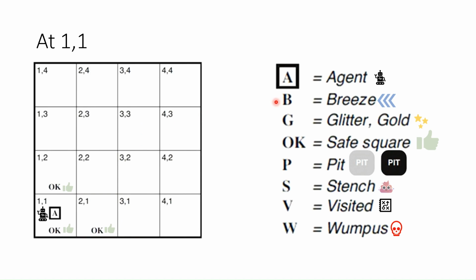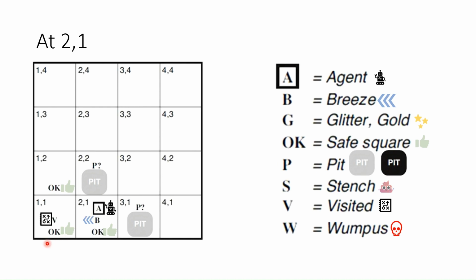To make it more interesting and easier to understand, I've added little emojis. So, at 1 comma 1, which is where we always start, we have the agent facing towards the right. So, this little guy is the agent. And the first thing we have to notice is, do we feel any breeze or do we feel any stench? In this case, we do not. So from this, we can confirm that the box to the left and above it are free of pits and of Wumpuses.